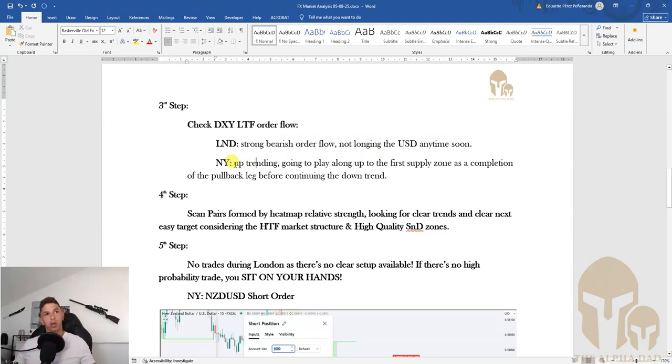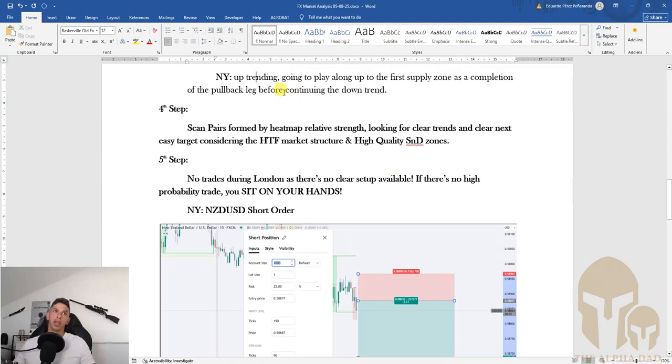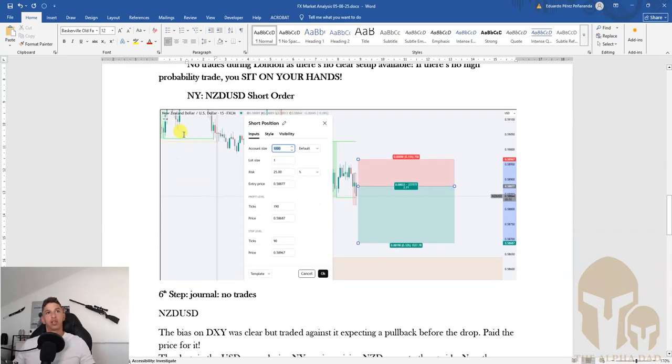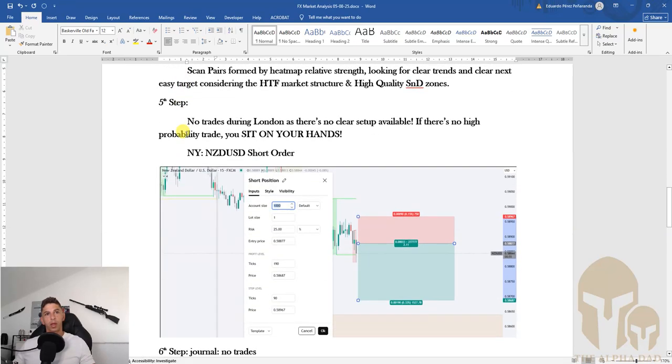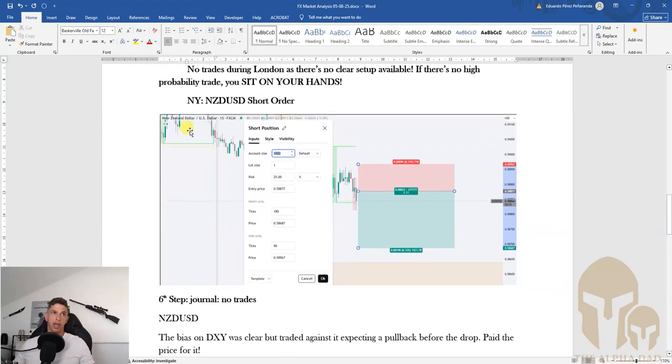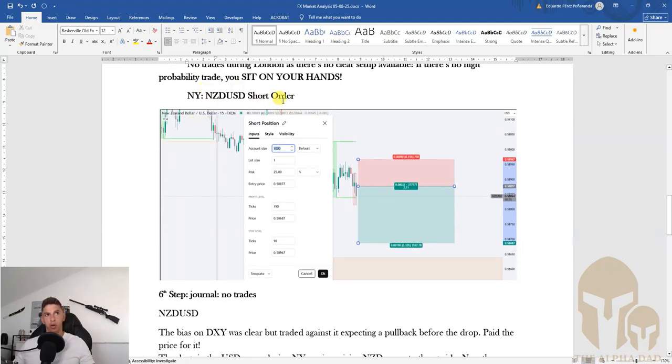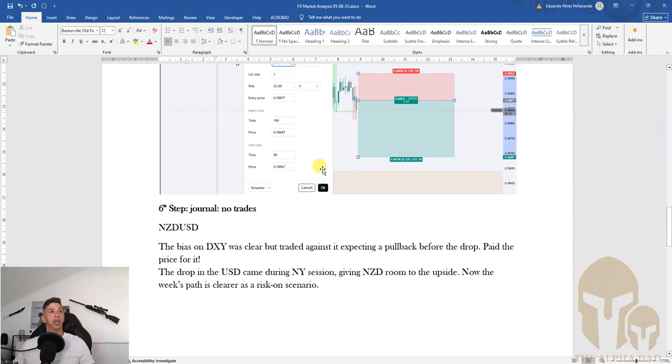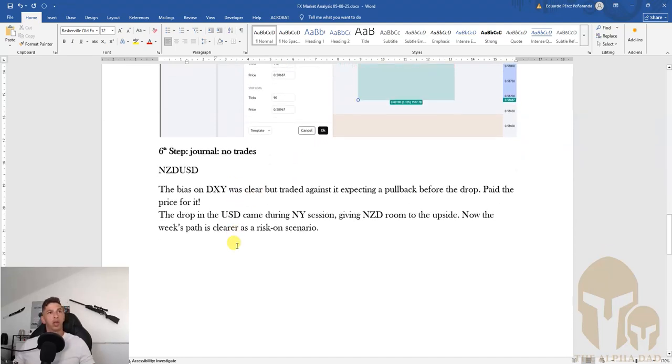But during New York, it was uptrending, so I played the pullback leg, right? Going to play along until the first supply zone as a completion of the pullback leg before continuing the downtrend. Well, the pullback leg was over when New York opened, so it started falling, and the NCD USD short order ended up in a quick stop loss. Thankfully, we have the stop losses to keep our risk managed.